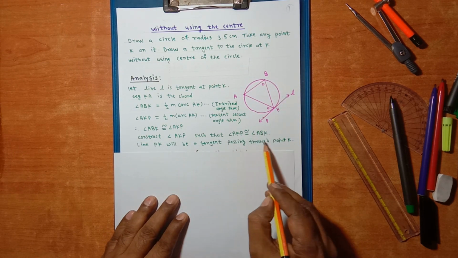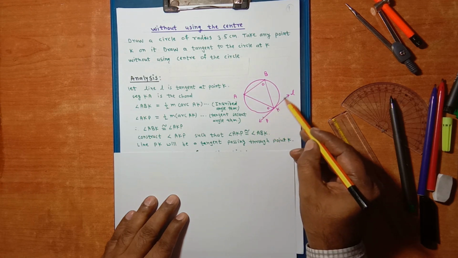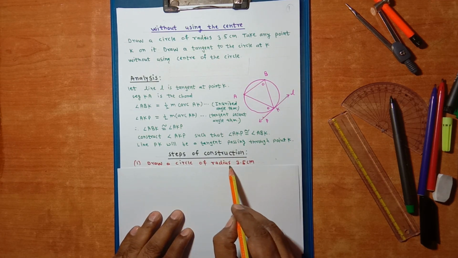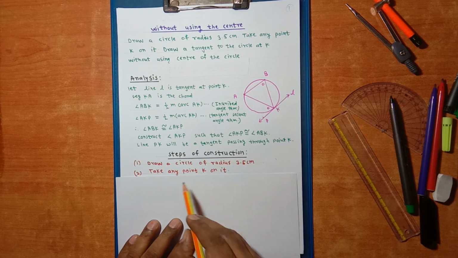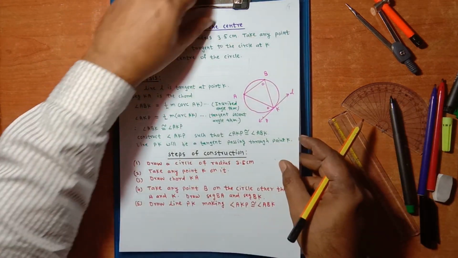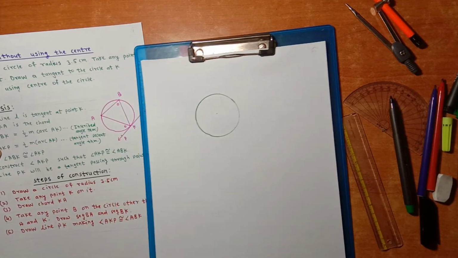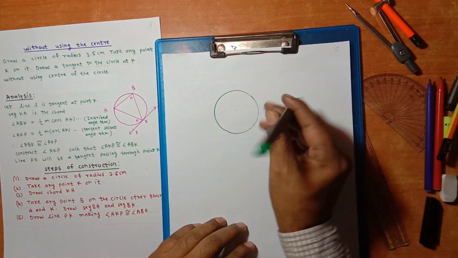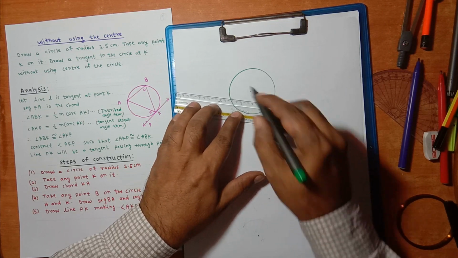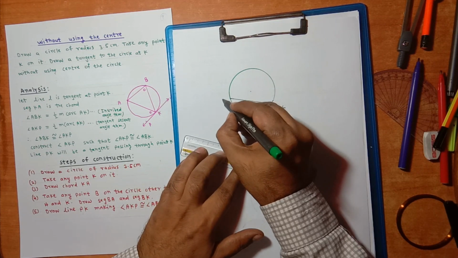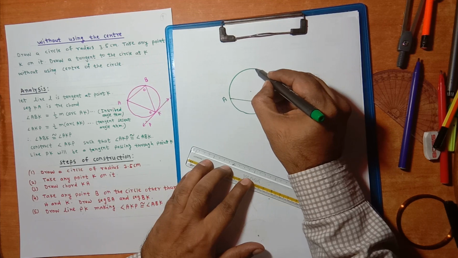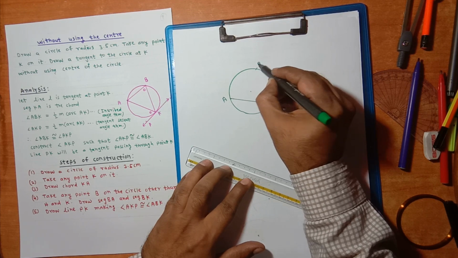Let PK be the tangent passing through point K. So, this will be the tangent passing through point K. Steps of construction. Draw a circle of radius 3.5 cm. Take any point K on it. I will draw chord KA. This is the minor arc, this is the major arc. On the major arc, I will take one point, let us say B.